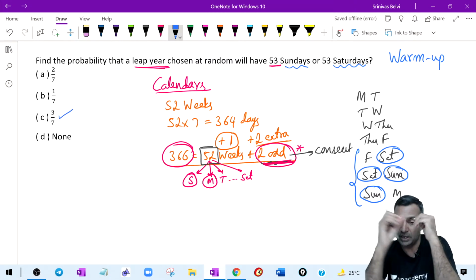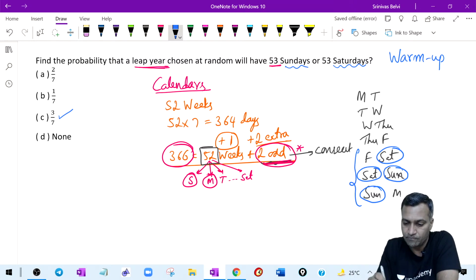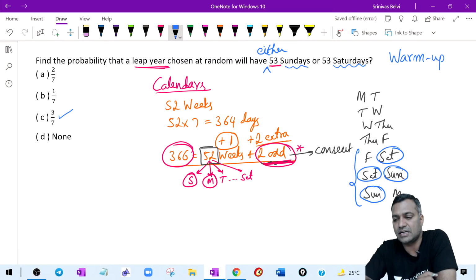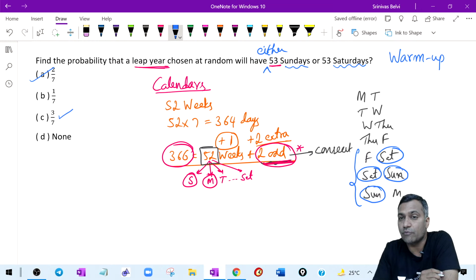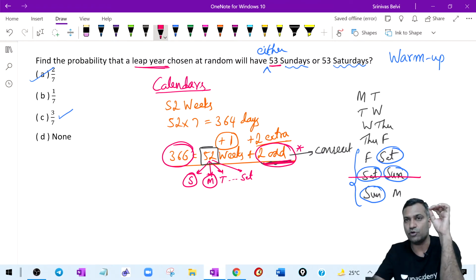But sometimes if I introduce a word here, if I write either 53 Sundays or 53 Saturdays, then your answer would become 2 out of 7. Why 2 out of 7? This one would be out. This will not be counted. When you say either or, there is a difference. Be mindful about the questions.